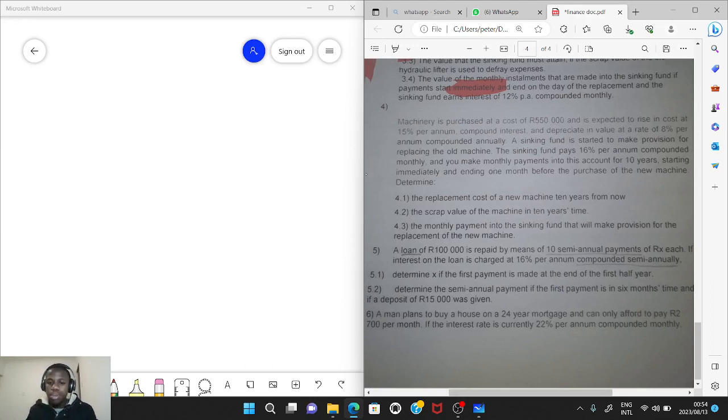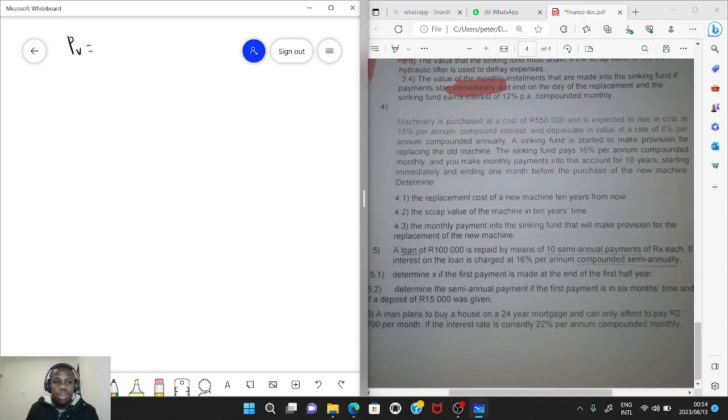The moment you see the word loan, you know which one you use between future value and present value, right? Because a loan is an example of a present value. Now in this case, we are going to use a present value, and this is the equation for a present value, right? Why? Because they said a loan of.